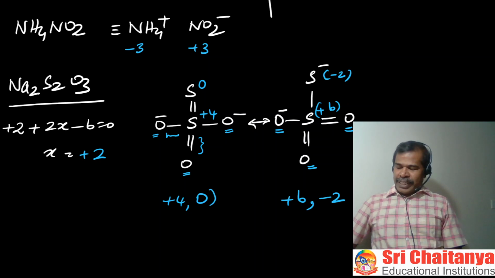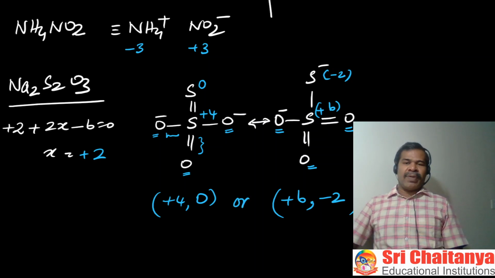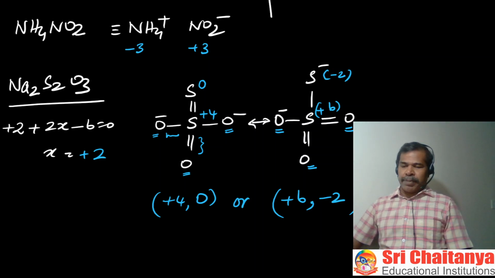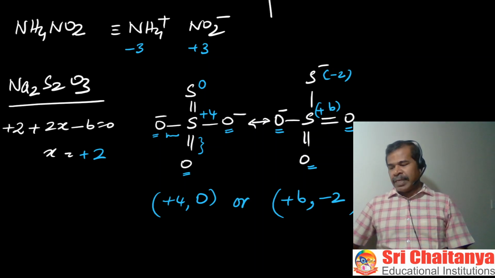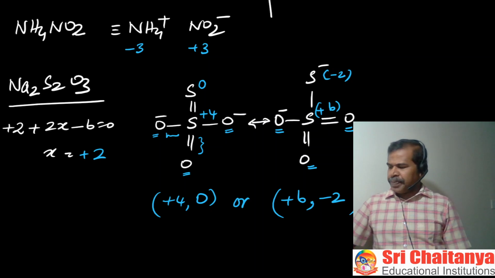So these are the two sets which are accepted for sulfur atoms in thiosulfate ion or thiosulfuric acid. So we can go for any one of these two combinations. In a multiple option correct type question in JEE Advanced and all, you can go for both options, and in a single option any one of them would be given, you can easily go for that.